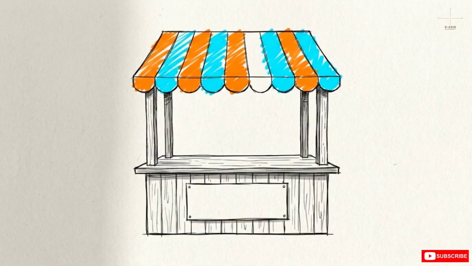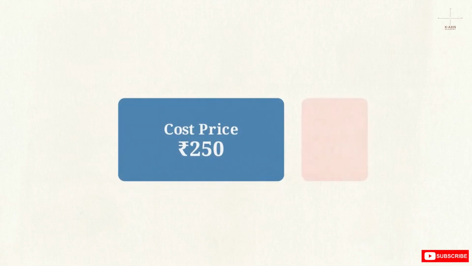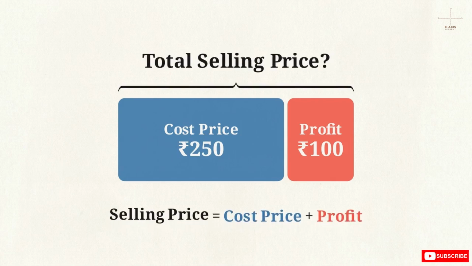Let's apply this to a basic scenario. Here is our first practice problem. You set up a lemonade stand. You spent 250 rupees buying lemons, sugar, and cups. By the end of the day, you count your cash and see you made a profit of 100 rupees. We need to find your total selling price.